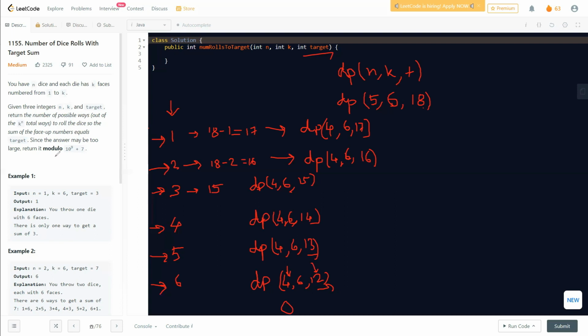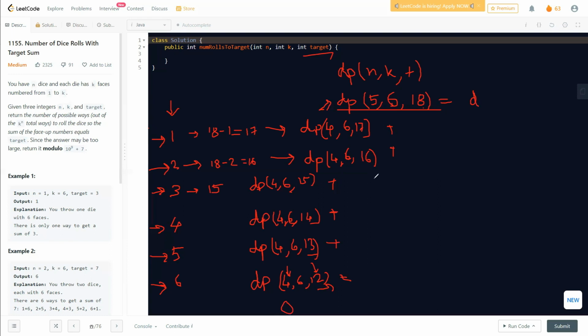Now, what exactly is the formulation? Can we come up with any kind of formulation? The formulation is, if we are trying to find DP of 5, 6, and 18, then DP of 5, 6, and 18 is basically equal to the sum of all these things, all the 6 cases being summed up. So that's the DP of 5, 6, and 18. So that's the question over here.